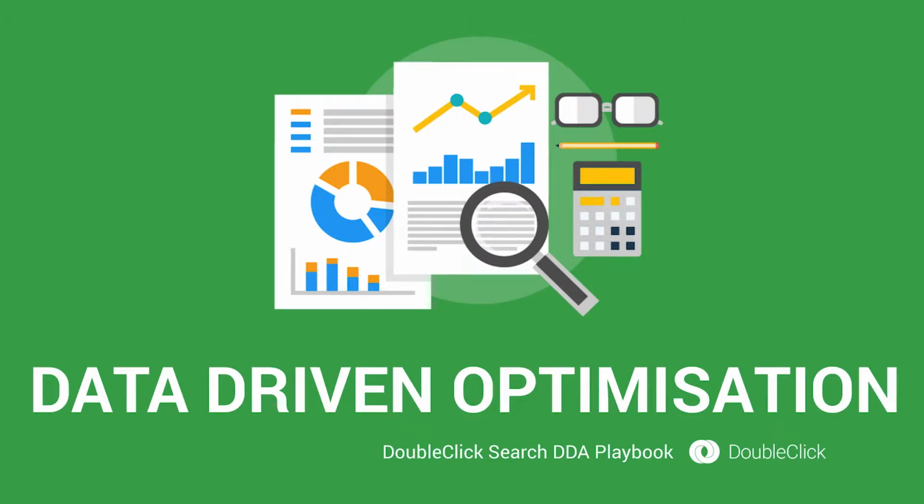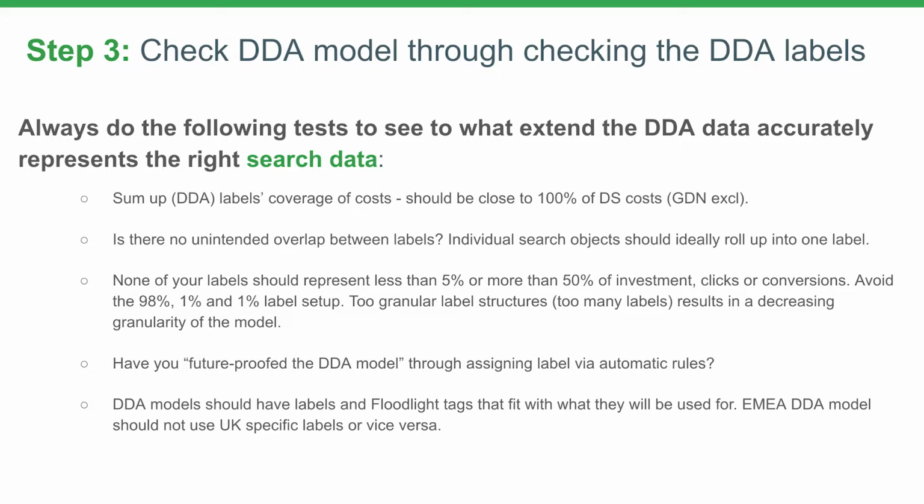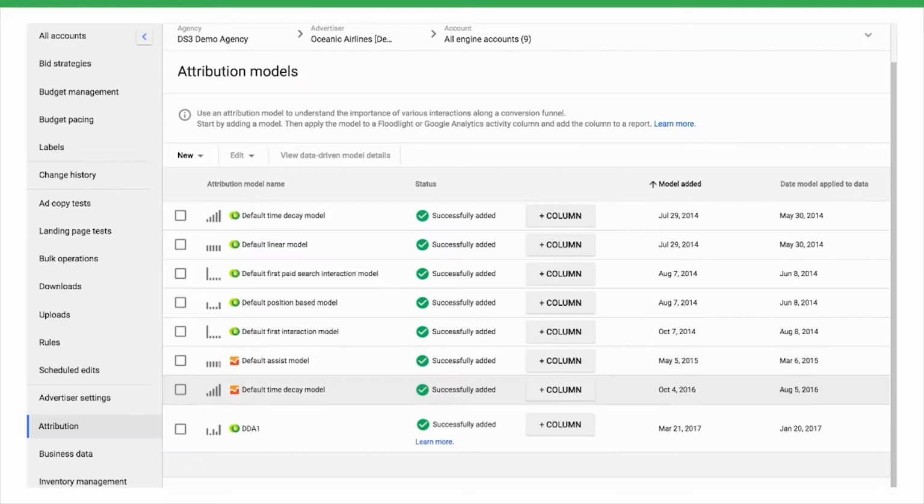Welcome to this third video, where we will check whether the DDA model that you have created is ready for you to start using. You should do these checks as soon as the model has been trained. The first check we will do is something we checked in the first video already, but probably the most important test of all. Let's navigate to the DDA model and look at the components of that DDA model. What floodlights and labels are included?